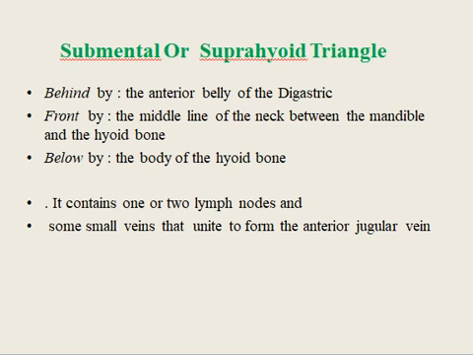Now coming on to the submental or suprahyoid triangle. Boundaries of this triangle: behind by the anterior belly of the digastric muscle, in front by the midline of the neck between the mandible and the hyoid bone, below by the body of the hyoid bone. Now coming on to the content of this triangle. Its floor is formed by the mylohyoid muscle and it contains one or two lymph nodes and small veins that unite to form the anterior jugular vein.